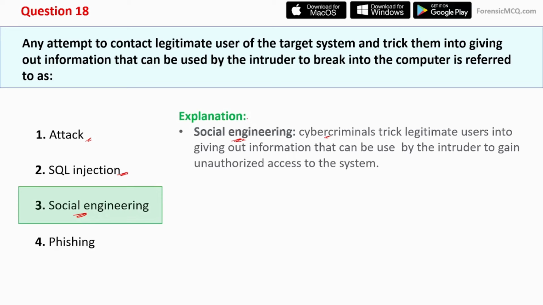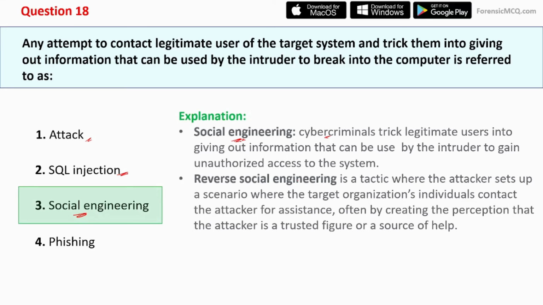In that case, they usually install some web view apps on your system and try to steal your data. And there is another concept related to social engineering, that is reverse social engineering, in which the attackers set up a scenario where the target organization's individual contacts the attacker for assistance, often by creating the perception that the attacker is a trusted figure or the source of help.